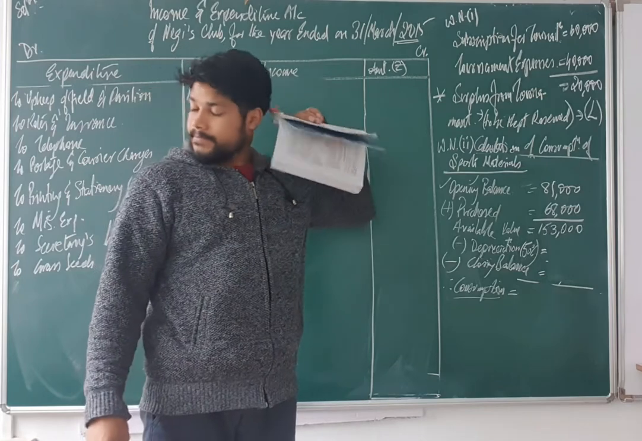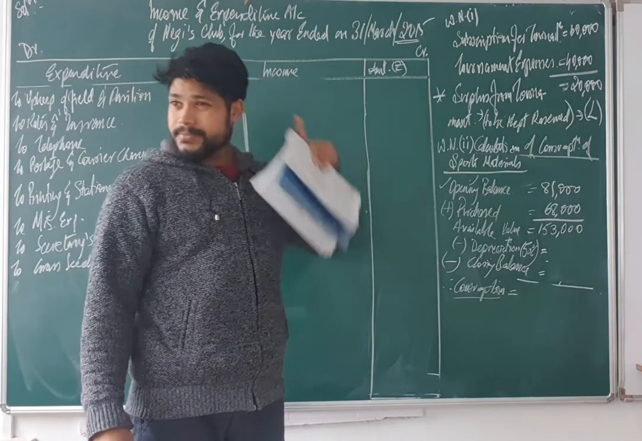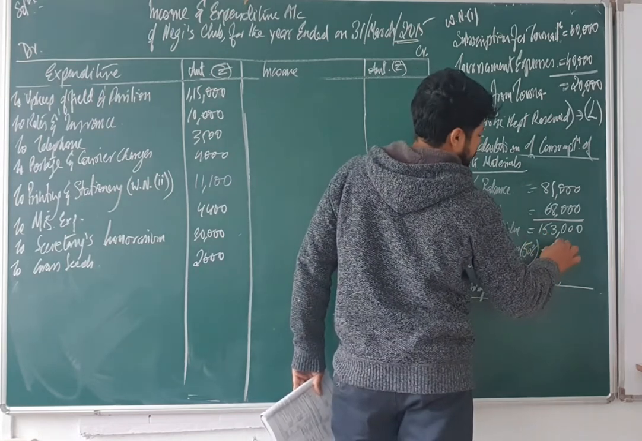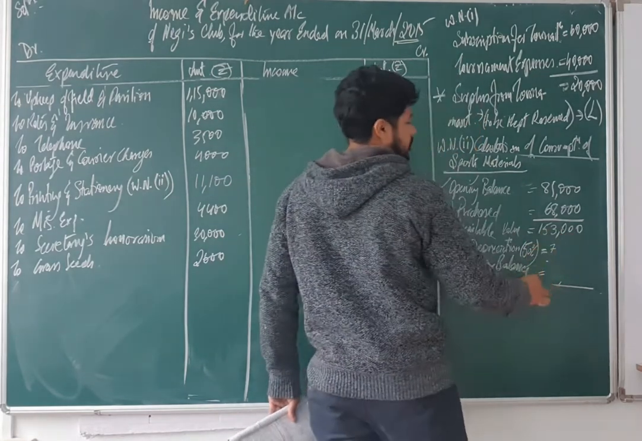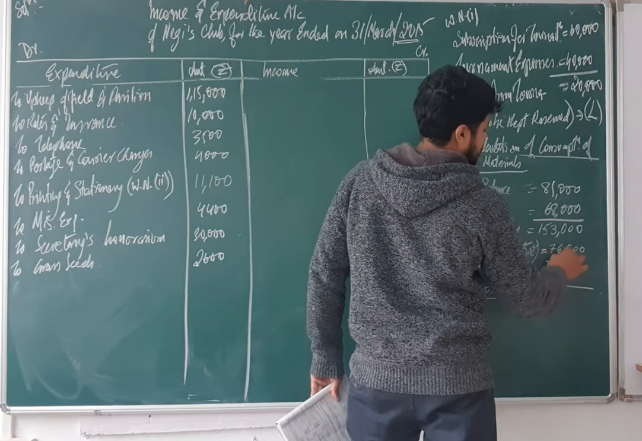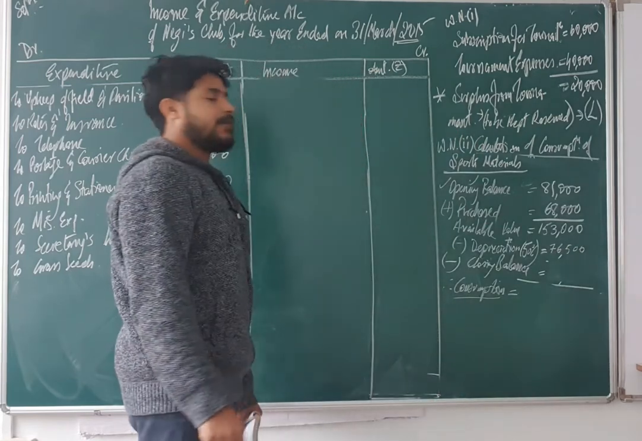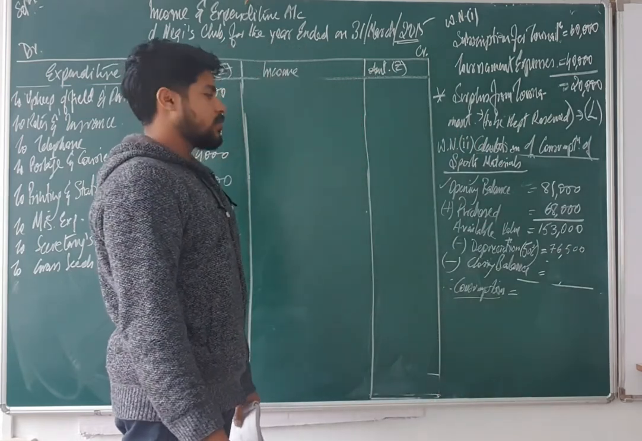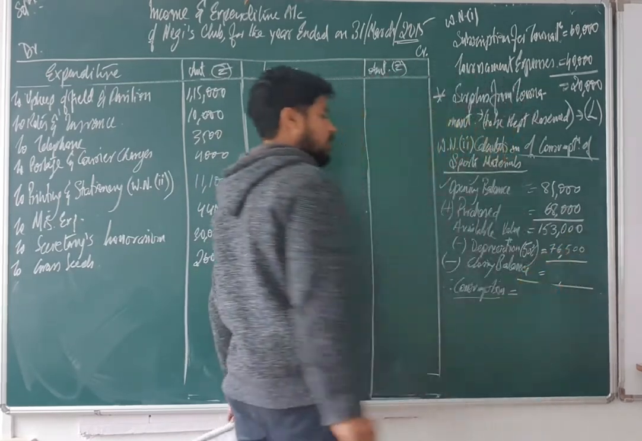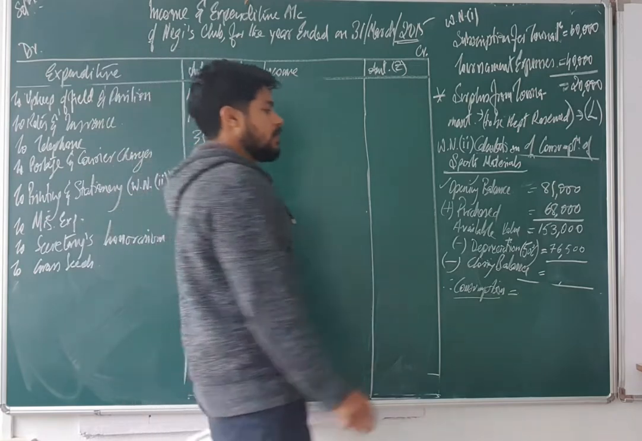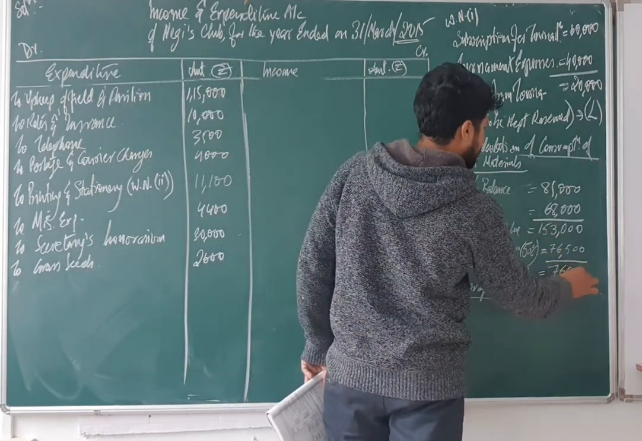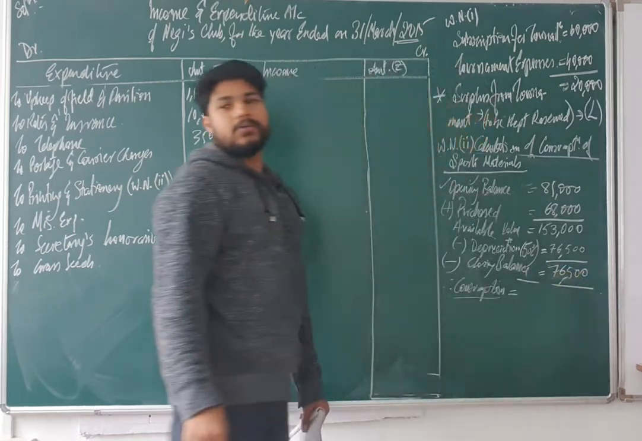So 50% of this will be how much? $76,500. Is it okay? This was the depreciation. Hence, these two values will give me the closing balance. Clear? This minus this. So closing balance will be 76,500 only. Same amount. Yes or no?